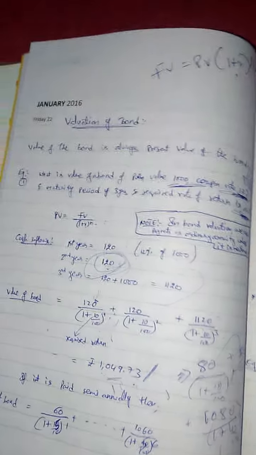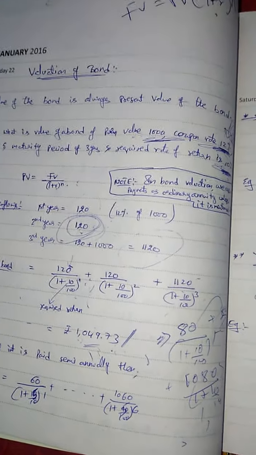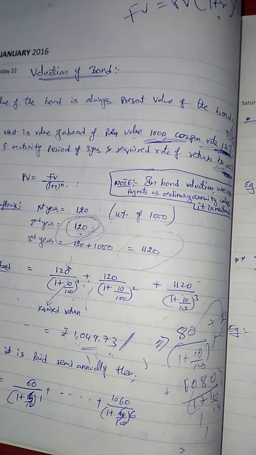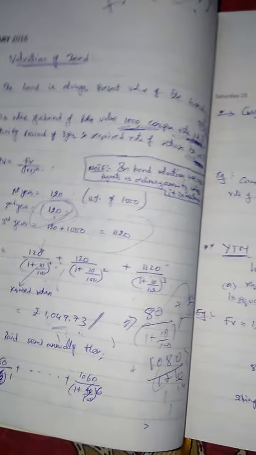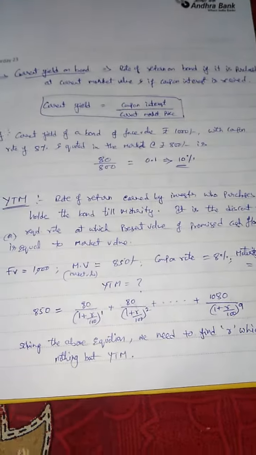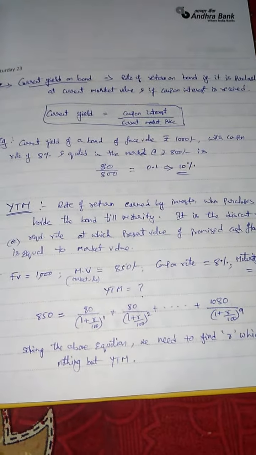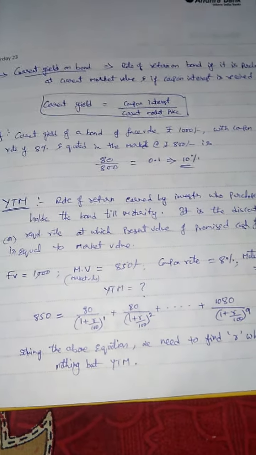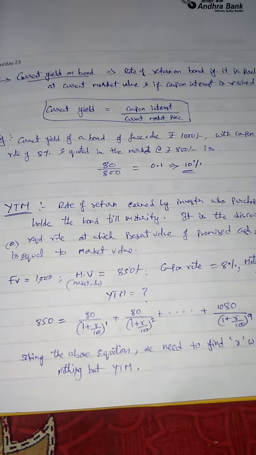So in bond valuation, the value of the bond or market value of the bond is nothing but the present value of all the future inflows which are derived from the bond. Then the current yield of the bond is nothing but coupon interest divided by the market value of the bond. Then comes YTM, yield to maturity, which is nothing but the rate of return earned by the investor if I am holding the bond till maturity.